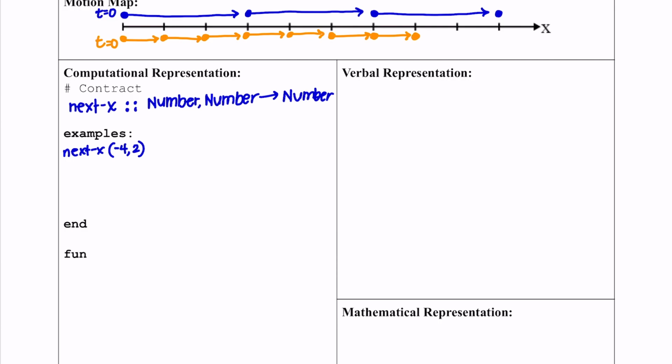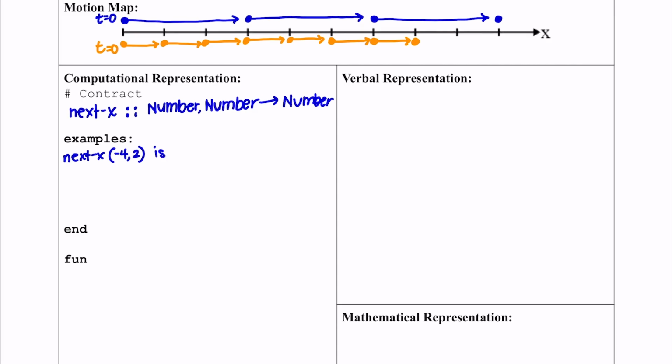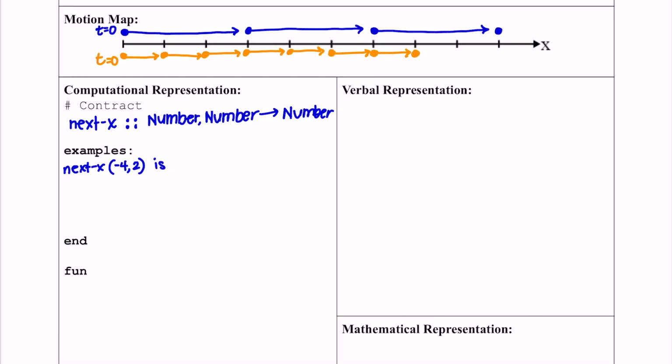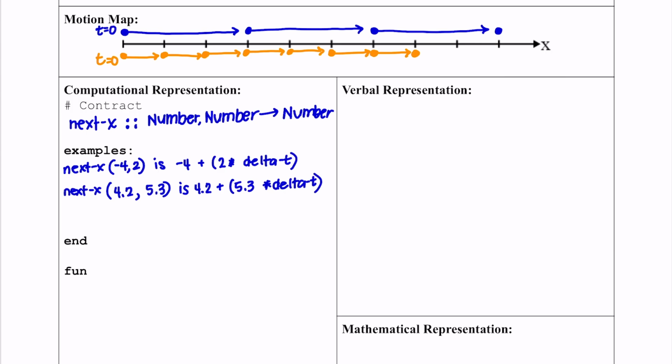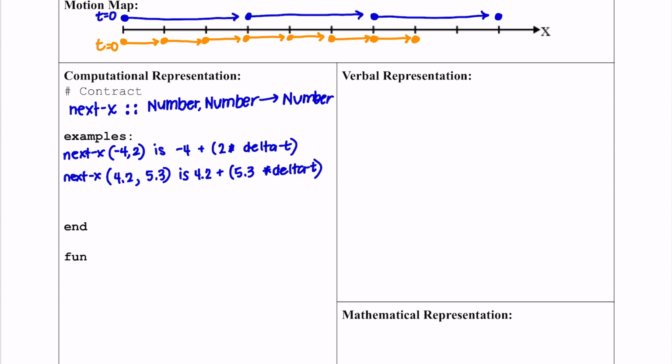All right, so next x, -4, 2 is, and let's go ahead and write is, and then we're going to write the way it should be calculated, right? And so it's just -4 plus 2 times our delta t. And remember, in Pirate, it doesn't know to read x as the multiplication sign, so we use the asterisk. Next x, and then another two argument, 4.2, comma 5.3 is 4.2 plus 5.3. And so this is just our standard function definition, or our standard function. And we're going to go ahead and write the function definition down here.